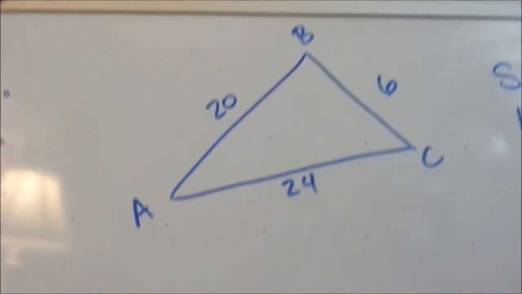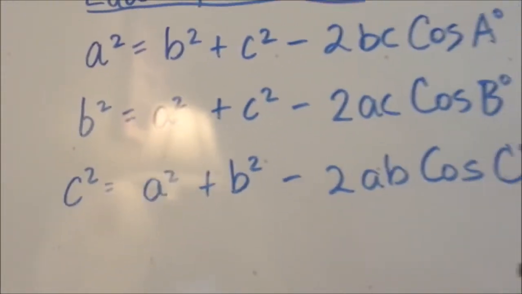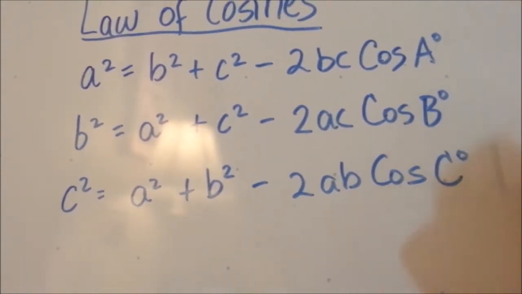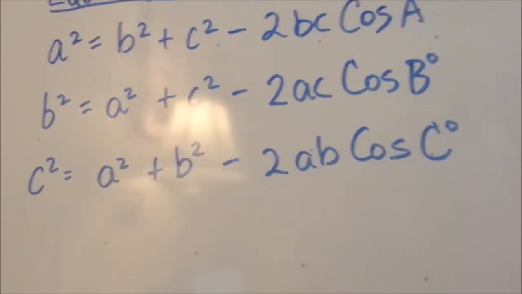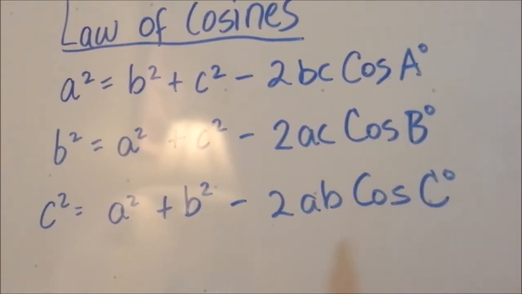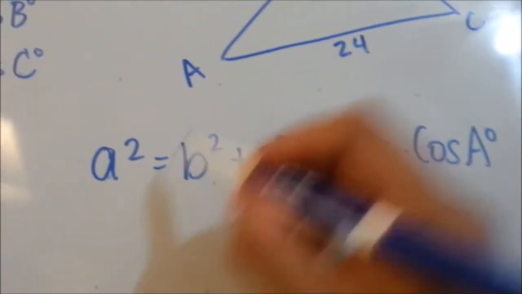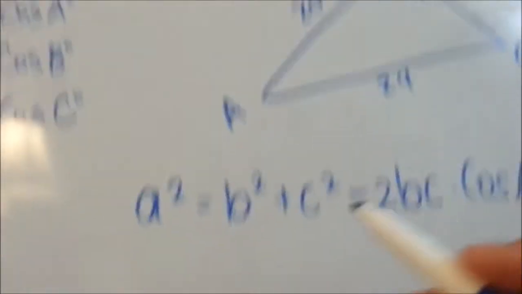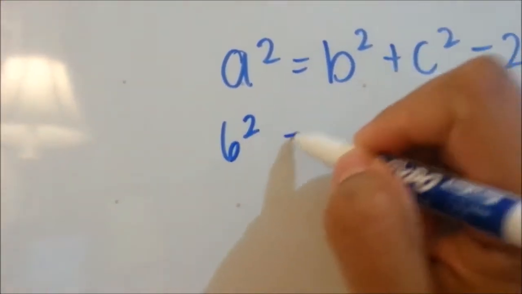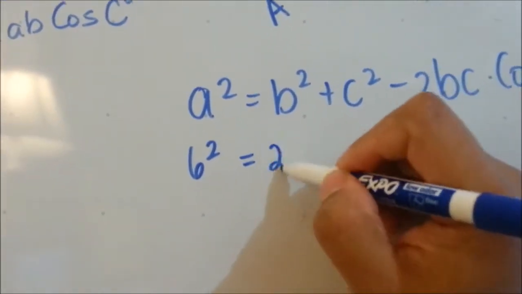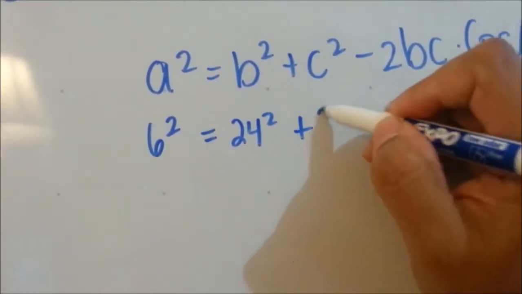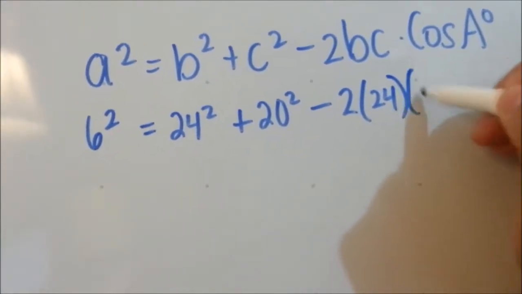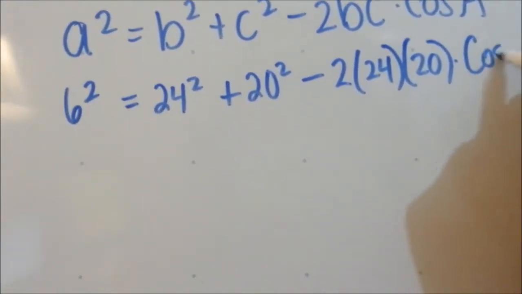You need to decide which one you're going to use. And really, when you have an SSS triangle, it doesn't matter. You can choose to solve for either one first. So we're going to solve for angle A first. We know that a is 6, b is 24, and c is 20. So this becomes 6 squared equals 24 squared plus 20 squared minus 2 times 24 times 20 times the cosine of A.